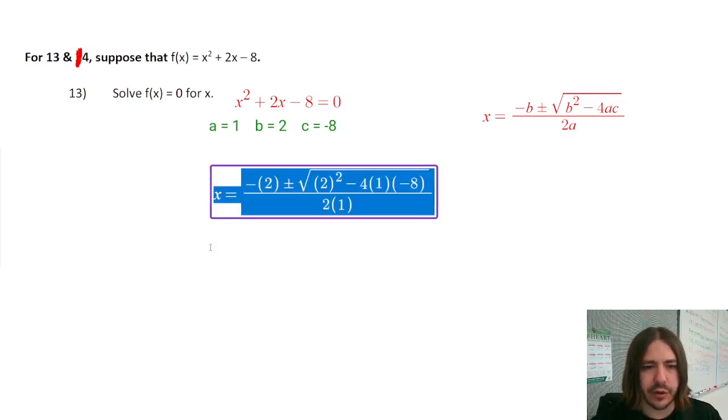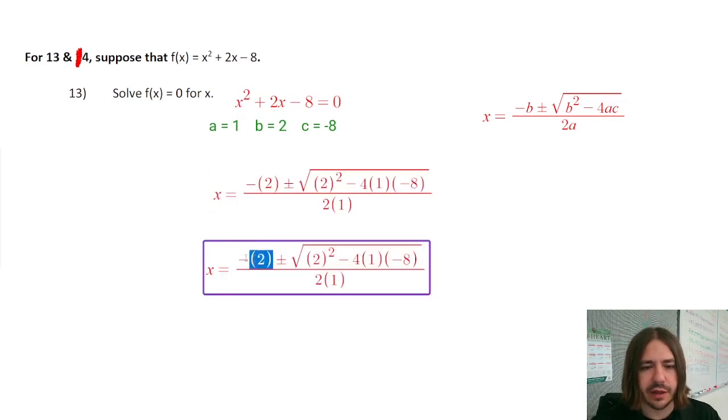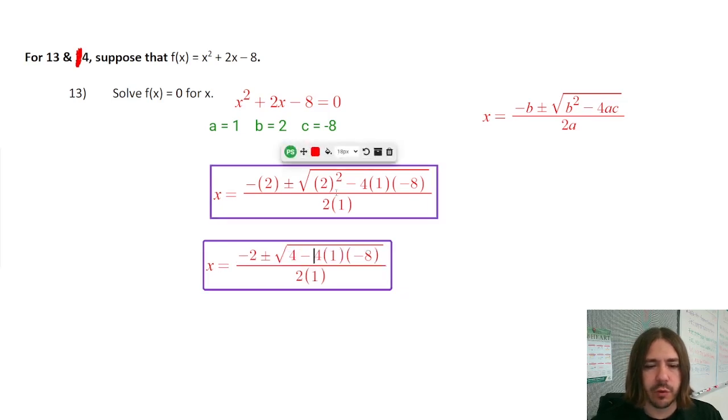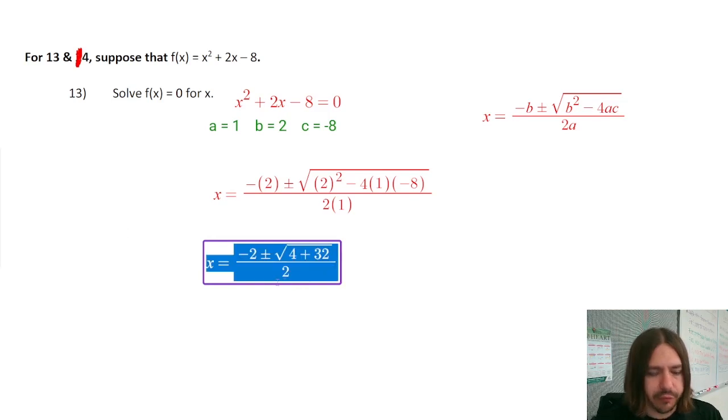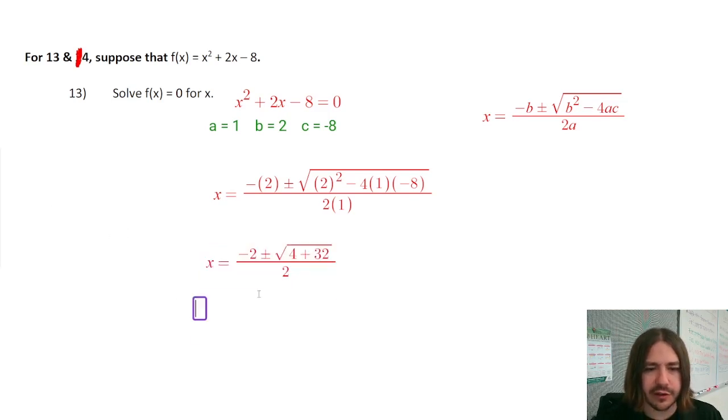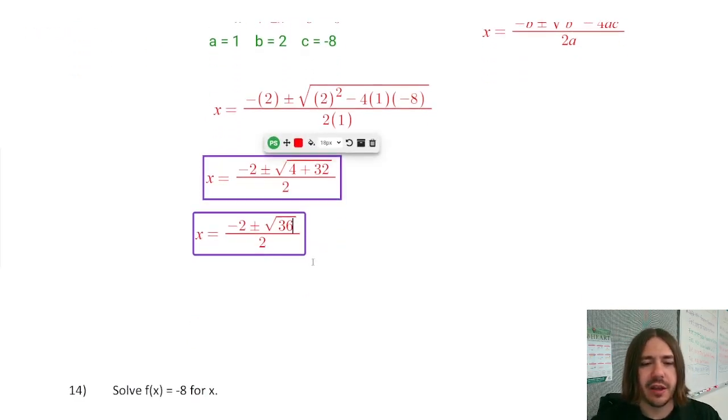Okay. Let's go ahead and simplify all this now. -2 is just -2. 2 squared is 4. Then we got 4 times 8 is 32. Negative times negative is positive, so we'll get 32 over 2. Finally, we get one that's going to work out nicely here, because 4 plus 32 is 36, and that is a perfect square. We can evaluate that. That is just going to be 6.